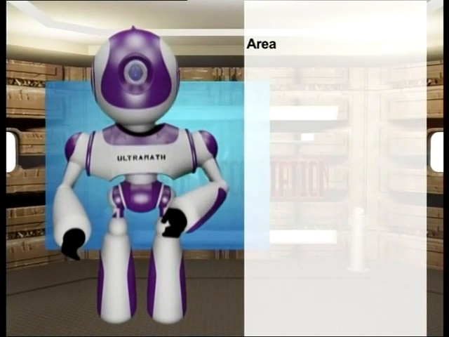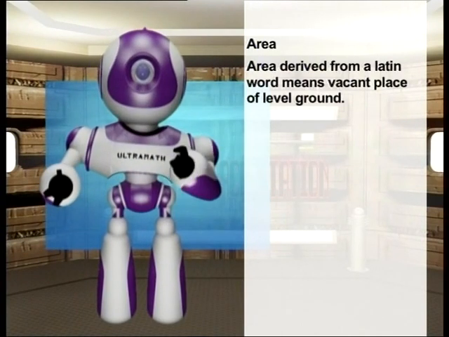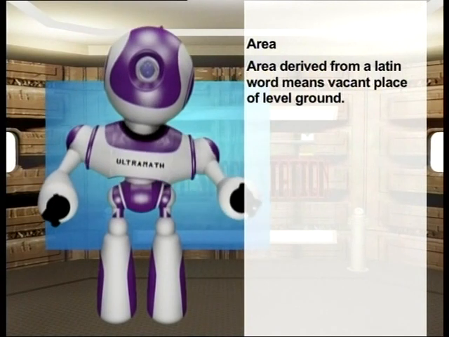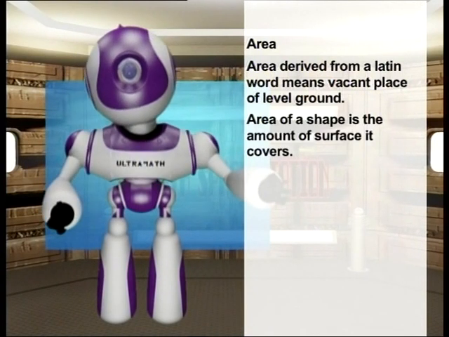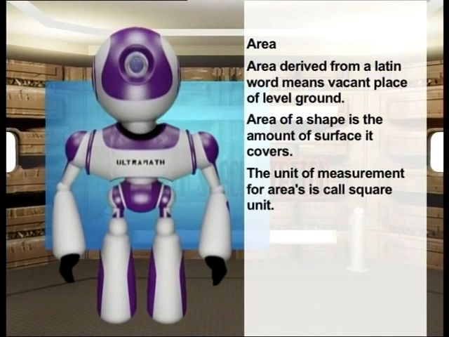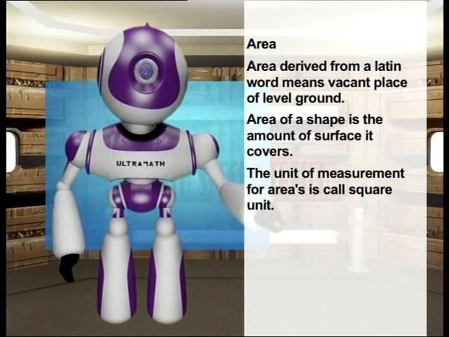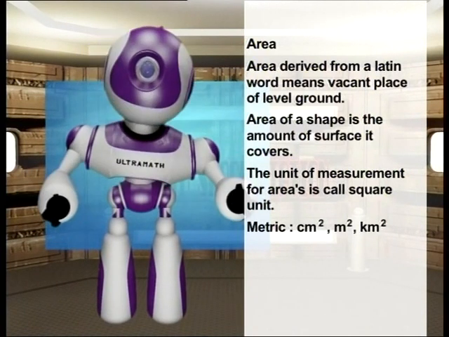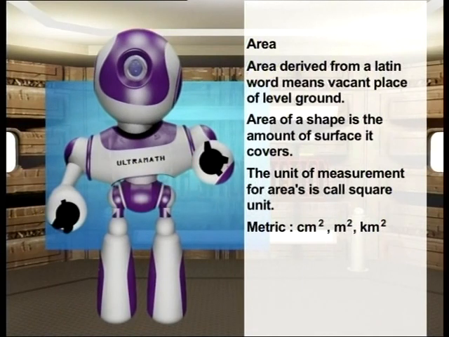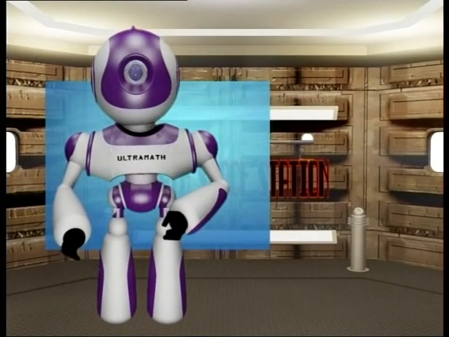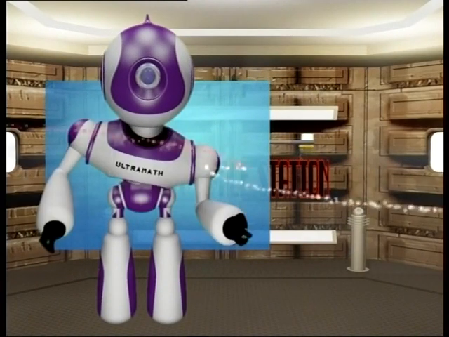Today's discussion is about area. Area, derived from a Latin word, means vacant place of level ground. In mathematics, the area of a shape is the amount of surface it covers. The unit of measurement for area is called square unit. For example, if you use metric units, it will be measured in square centimeters, square meters, or square kilometers. Before we begin, let's look at this playback.